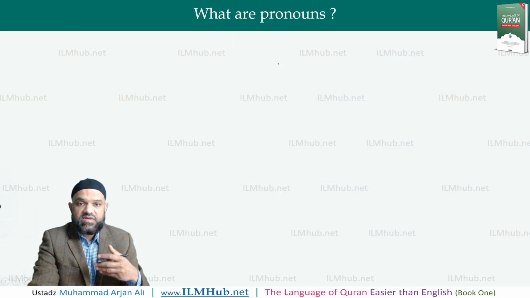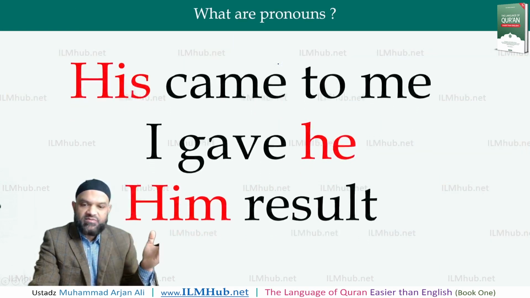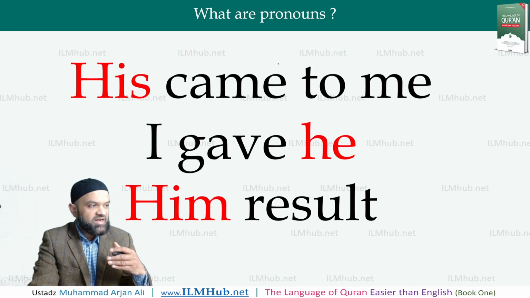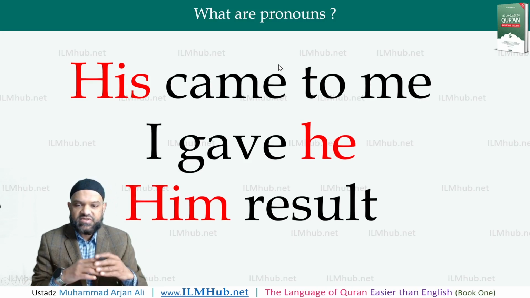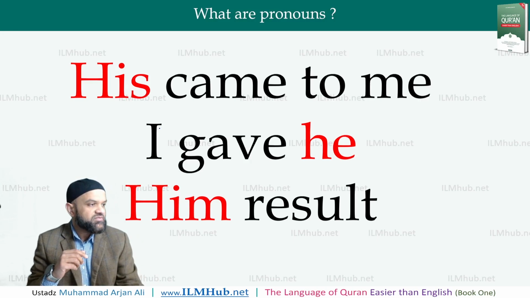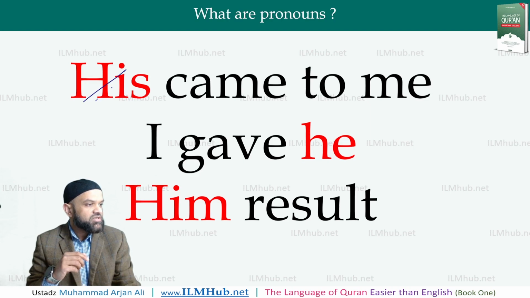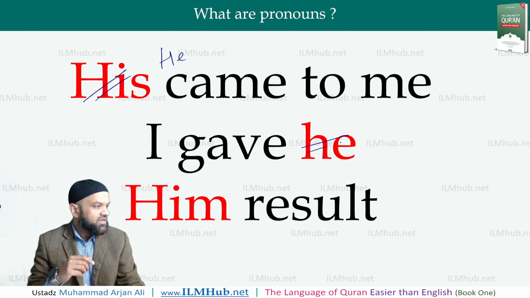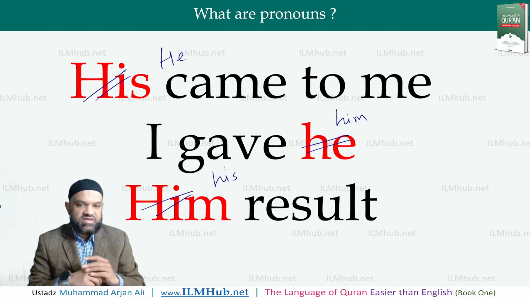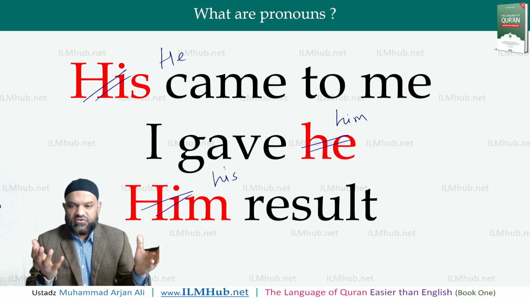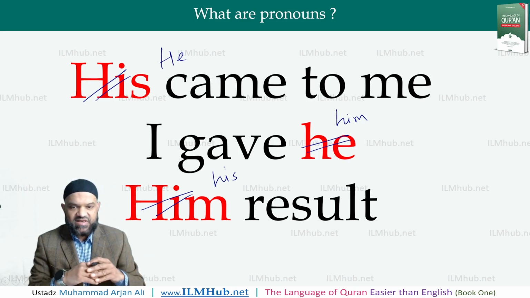Now if we use the pronouns in the wrong place, we could end up with a mess like this. For example, here I'm saying his came to me, I gave him result. Now if you're reading that, of course it is a complete mess. What I should have said in English was he came to me, I gave him his result. Now this is of course easy for you because you're familiar with the English language.